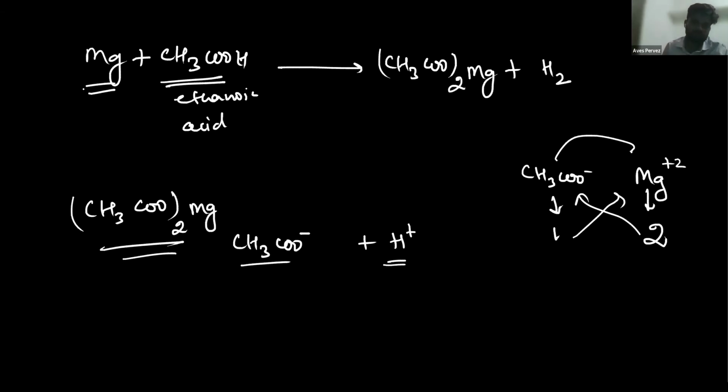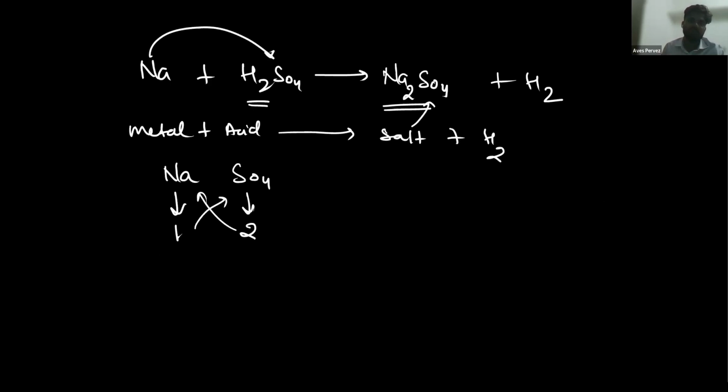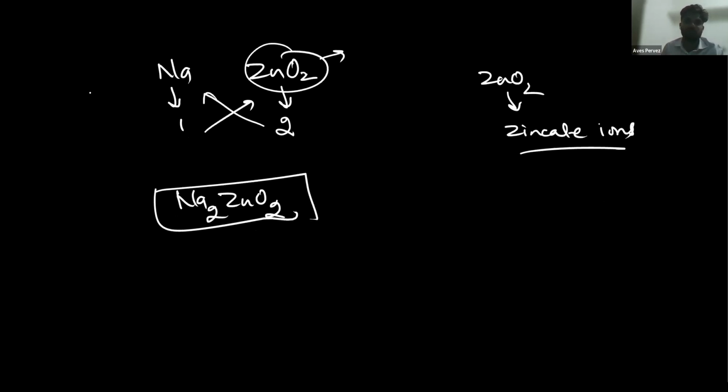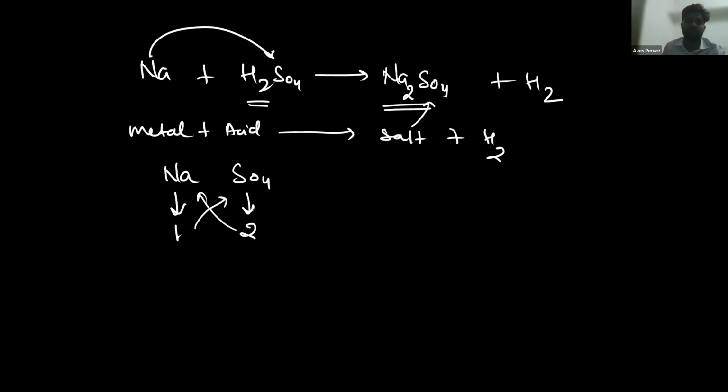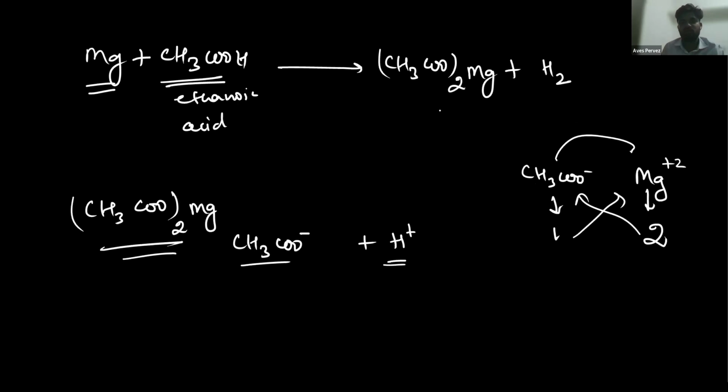So what is the name of the salt? The name for this salt is magnesium acetate. Sir, what was the name of the previous salt? Zinc acetate. This is zinc acetate. Okay, so the name for this salt will be magnesium acetate. Magnesium acetate, or you can write magnesium ethanoate.